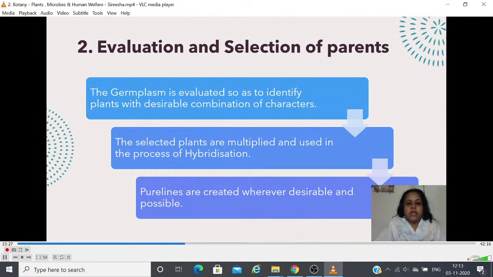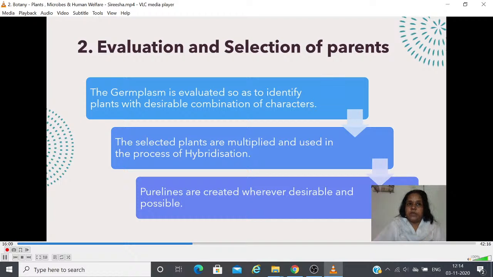And the next step is evaluation and selection of parents. The germplasm is evaluated so as to identify plants with desirable combination of characters. That is, the germplasm should be tested, whether all the desirable characters are there or not. This should be evaluated. And then the selected plants are multiplied and used in the process of hybridization. So whatever plants we select with a good quality, some characters are very good in that plant, those plants are selected and they are multiplied.